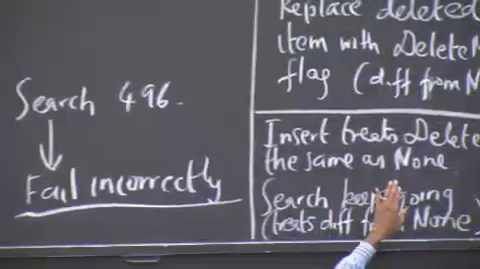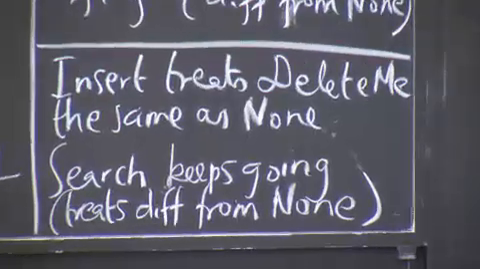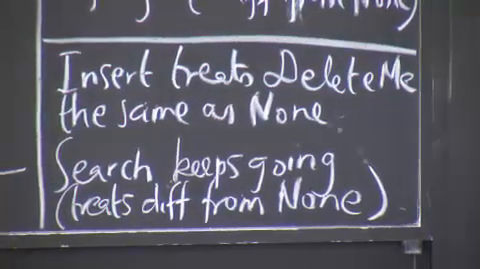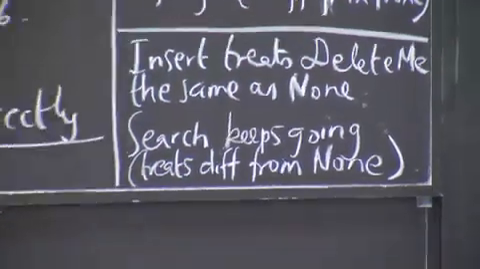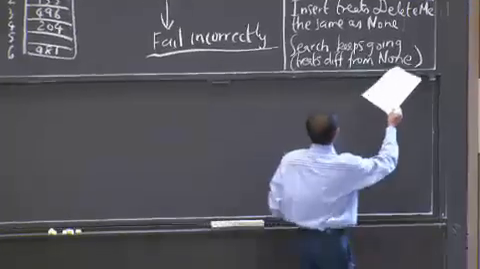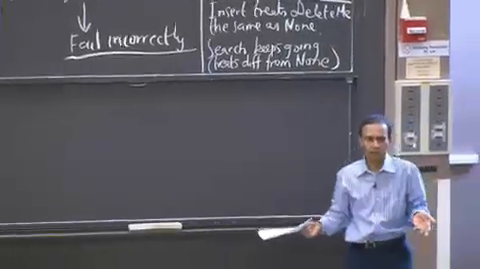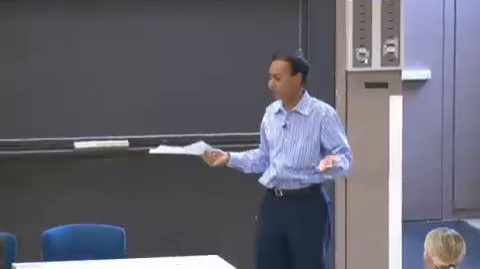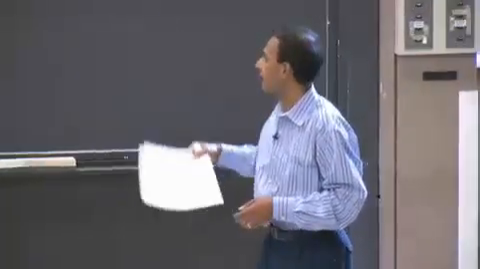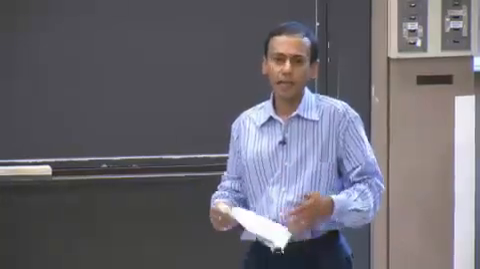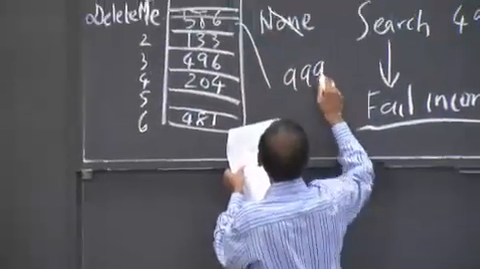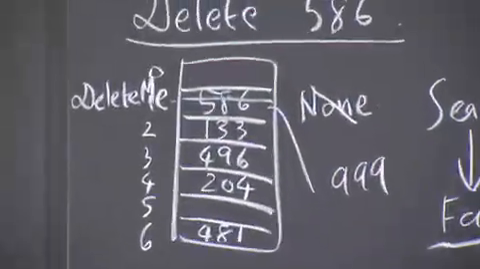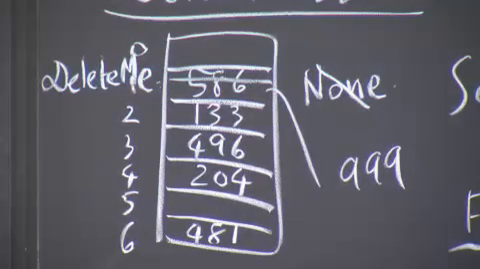The interesting thing here is that you can reuse storage. The whole point of deleting is that you can take this storage and insert other keys in there once you've freed it up. And you can do that by making insert treat delete me the same as none. So the next time you want to insert, if you happen to index into the slot corresponding to 586, you can override that. The delete me flag goes away, and some other key, call it 999 or something, gets in there. And you're all set. Okay? Any questions? This all makes sense?